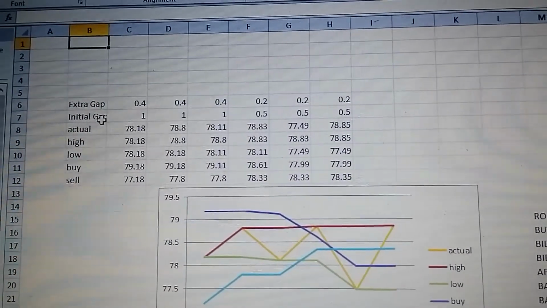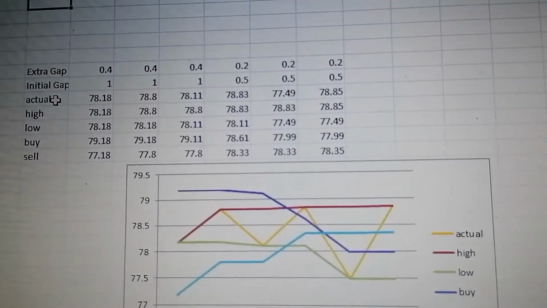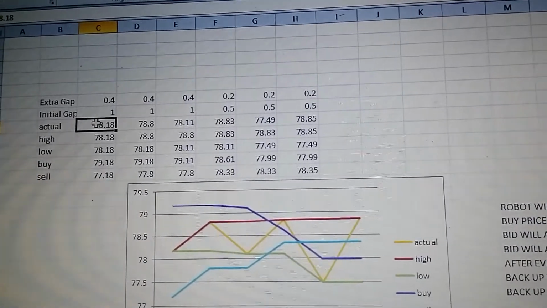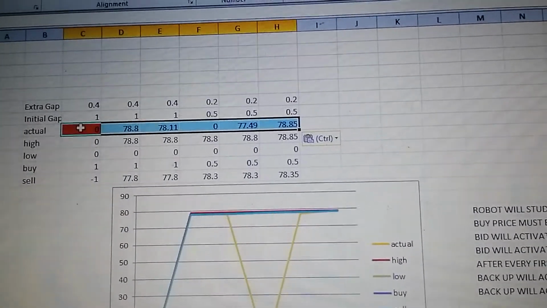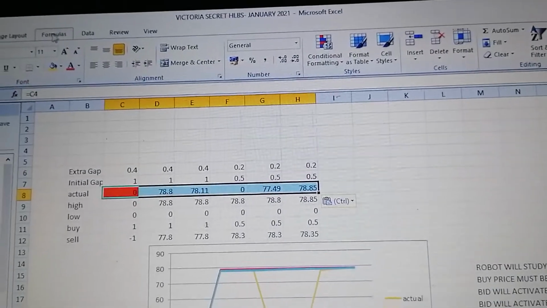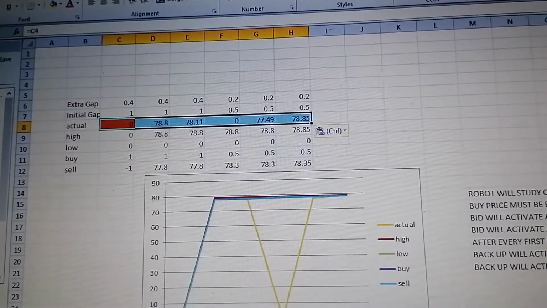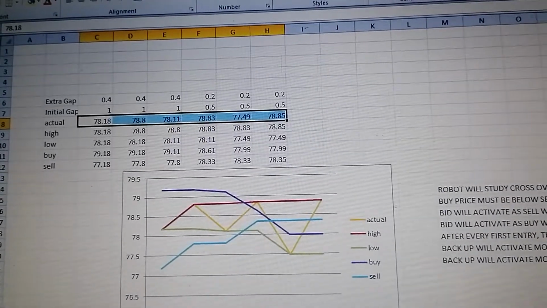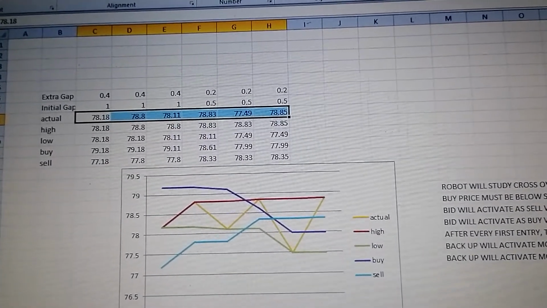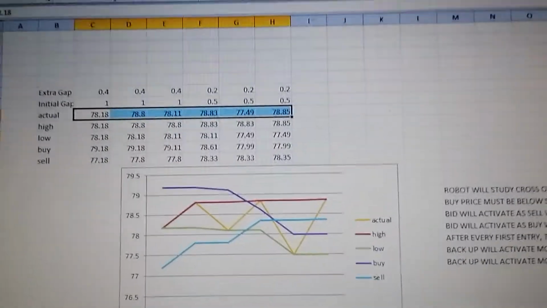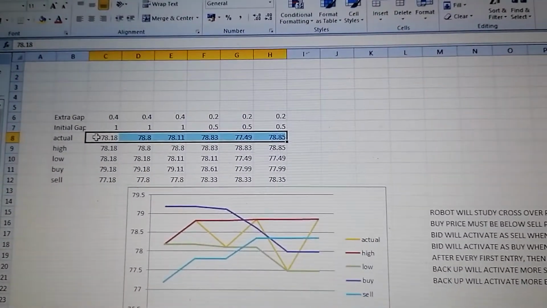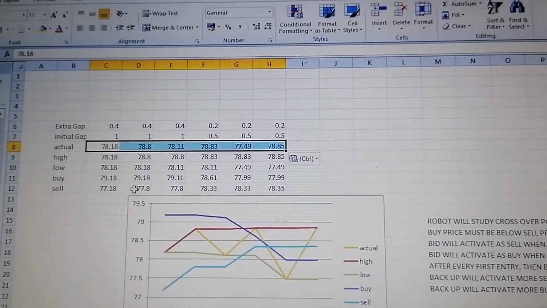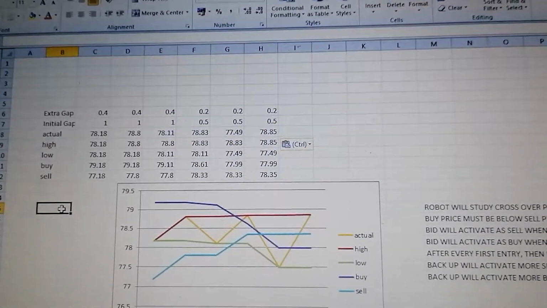You can see here we have the extra gap, initial gap, and actual. So here I'm going to paste this in. Oh, sorry. I'm supposed to paste it as figures, not the template. So I'm going to right click and paste special, as figures, you see. So I have it there now.